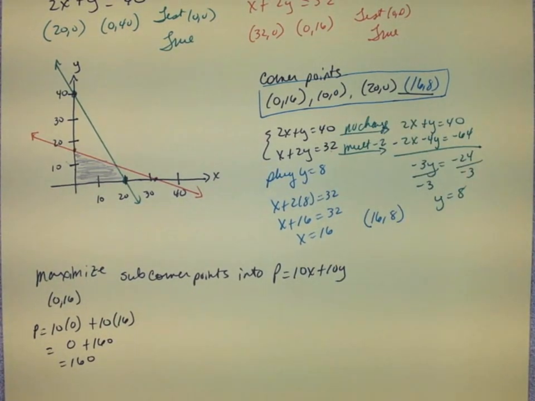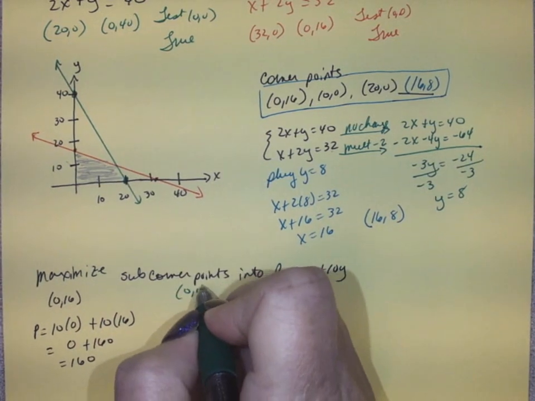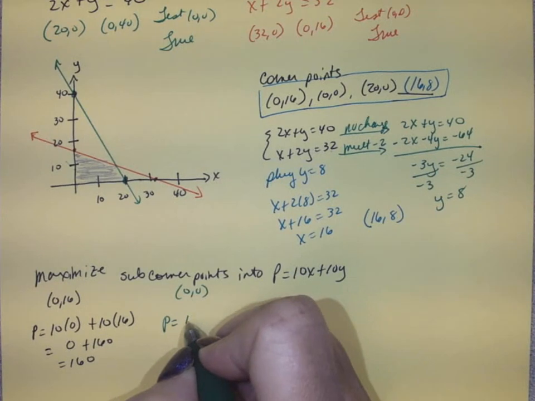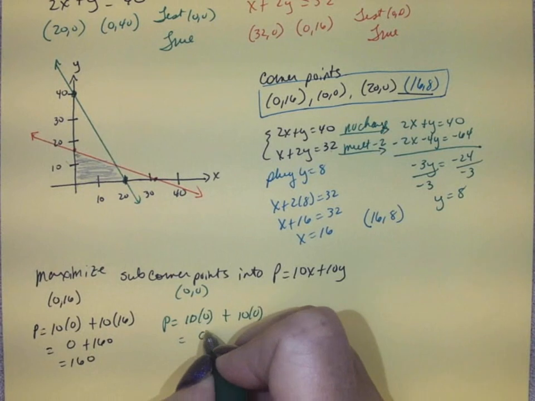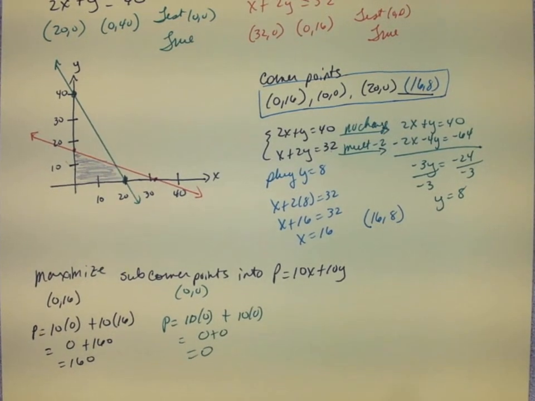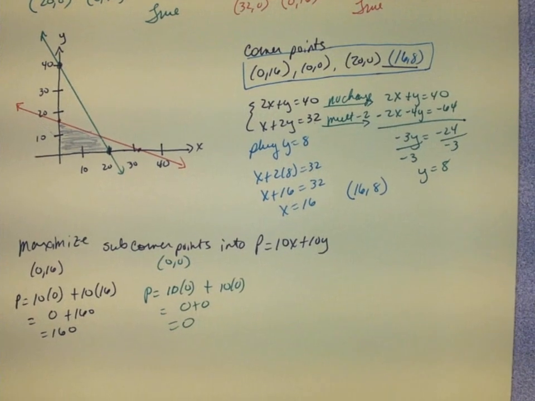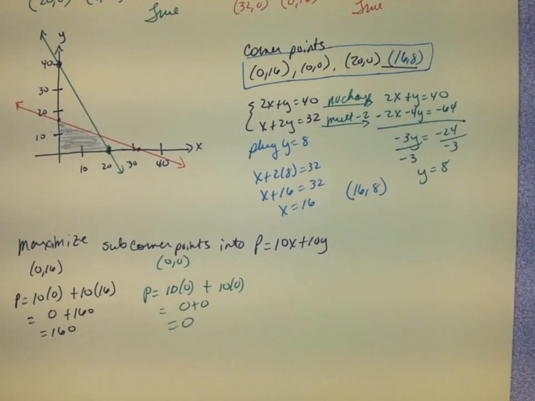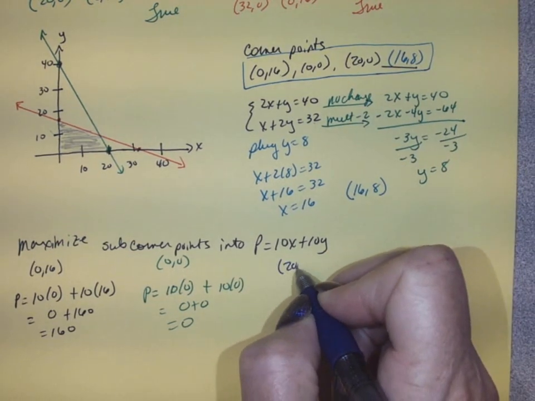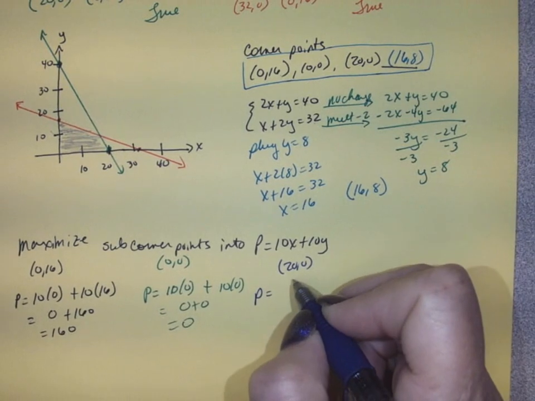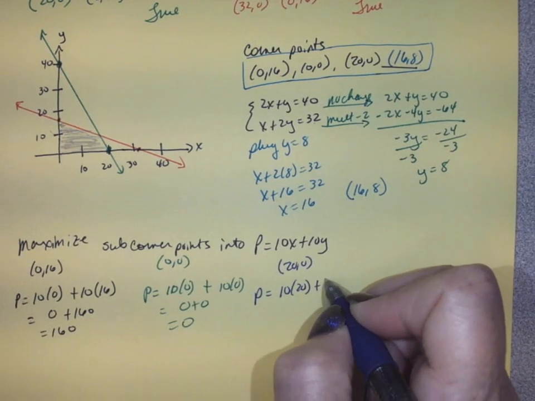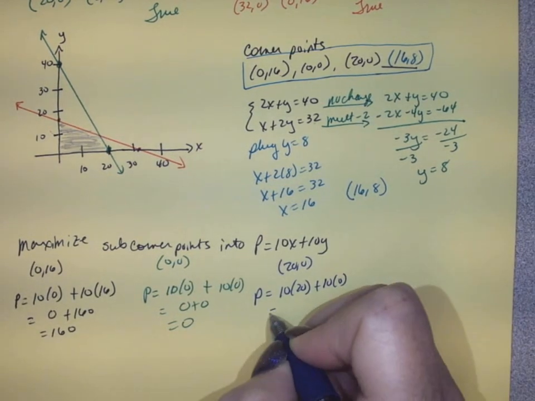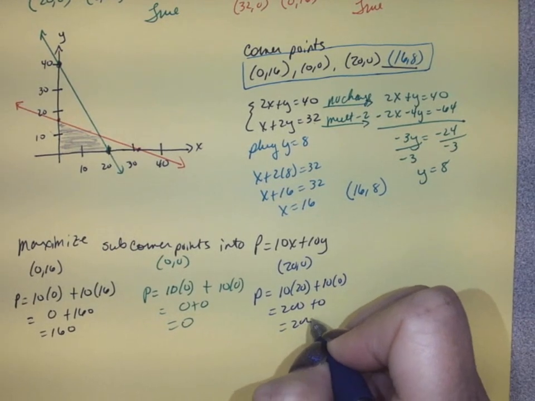Our next one is 0, 0. Well, that's not really going to help us, right? Because we get 10 times 0 plus 10 times 0 gets us 0 plus 0 equals 0. So it's not going to be the maximum on that, but it's good to understand. But you really don't have to test that one. Okay, our next one is going to be 20, 0. So we have p equal to 10 times 20 plus 10 times 0. So that's 200 plus 0 equals 200.